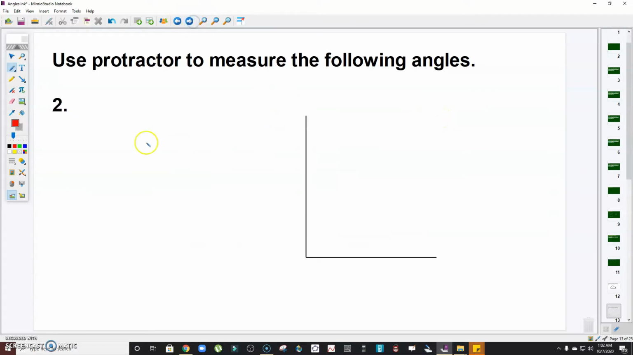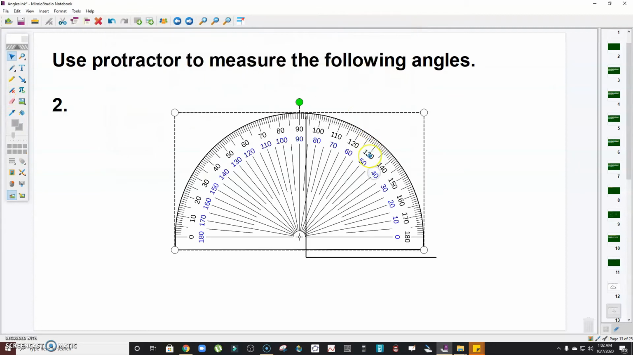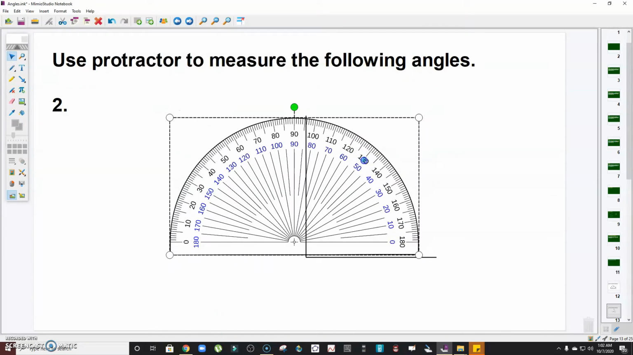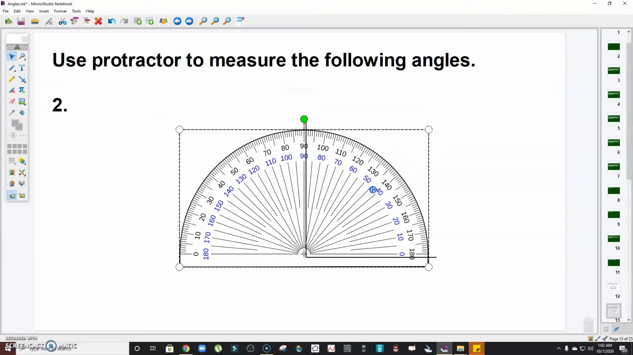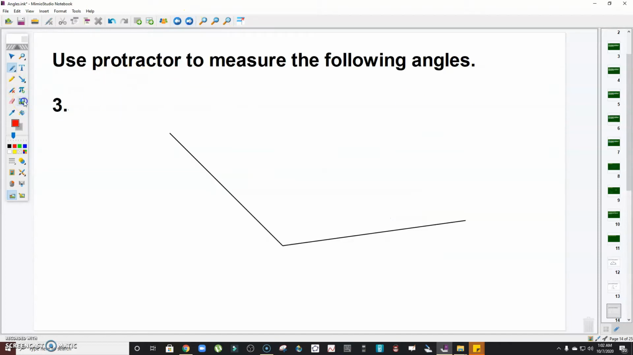Next, how about this one? Let me again insert the protractor. Again, place the middle of this one on the vertex, and then the initial side. There you go. So clearly, we can see that the measure of this angle is 90 degrees. See that?